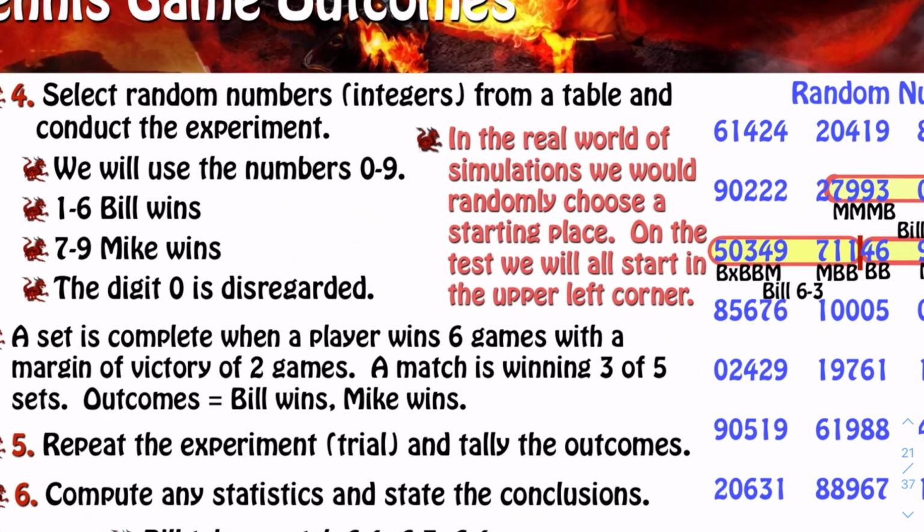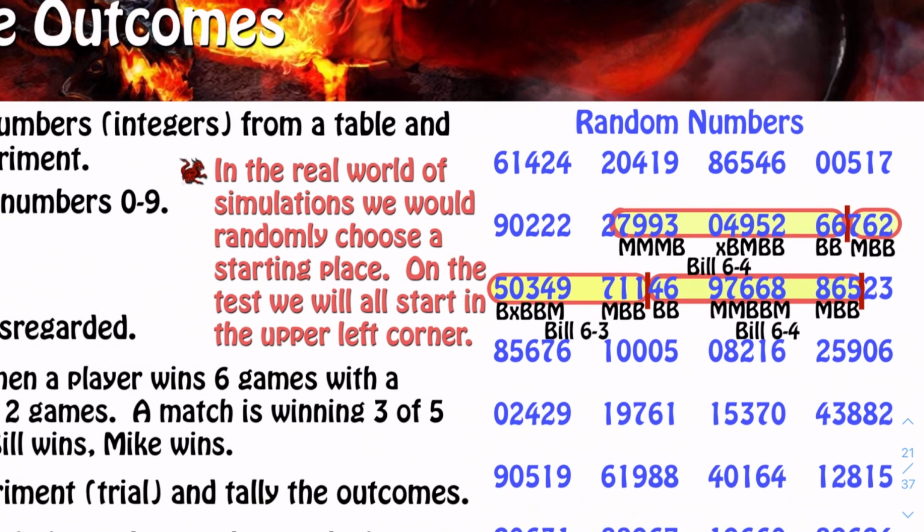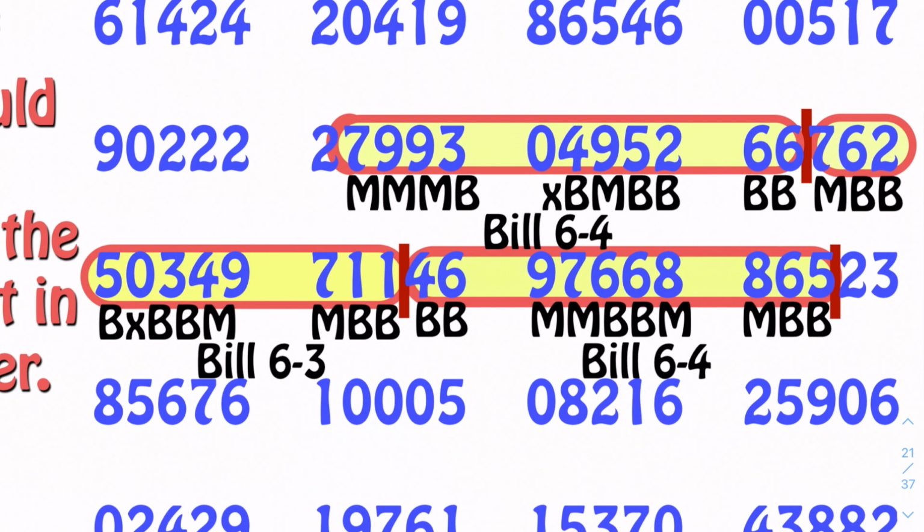So using this random number table, or random integers from a table, is how you would conduct the experiment. In the real world of simulations, we would randomly choose a starting place. On the test, we will always start in the upper left-hand corner, which is how I exemplified it. If we randomly started in a different spot, you can see why it's important to randomize this. Let's say we started at this 7 position. We have Mike, Mike, Mike. Bill, ignore. Bill, Mike, Bill, Bill, Bill, Bill. So this is once Bill wins 6 to 4.